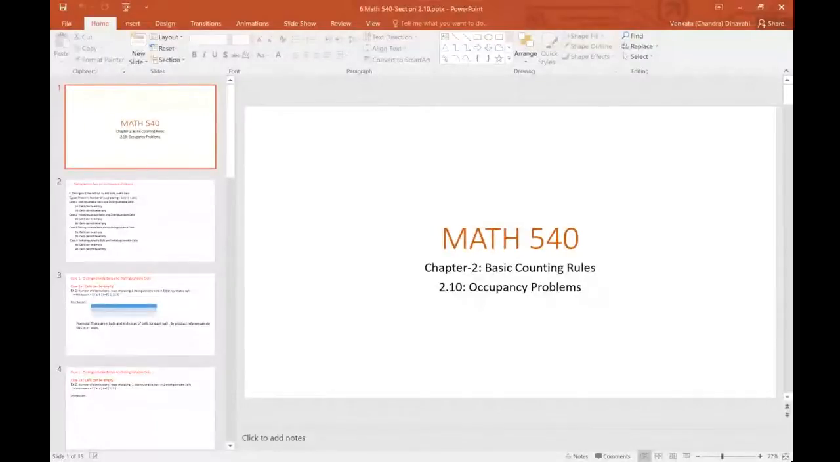Okay, this recording will take a little bit of a long time because this section is a little bit long. This section is the occupancy problem. Again, I'll go into an introduction. What is an occupancy problem here?